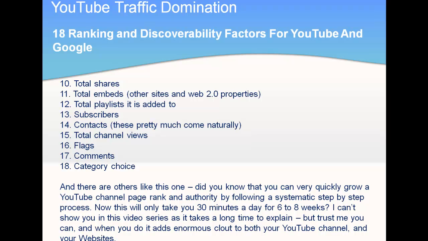13. Subscribers. 14. Contacts. Now these pretty much come naturally. 15. Total channel views. 16. Flags. Now we don't really want flags, and we should fight any flag that appears on one of our videos, because YouTube can come along if somebody flags one of your videos as spam and close your channel down, and this is happening quite frequently these days. 17. Comments. 18. Category choice.